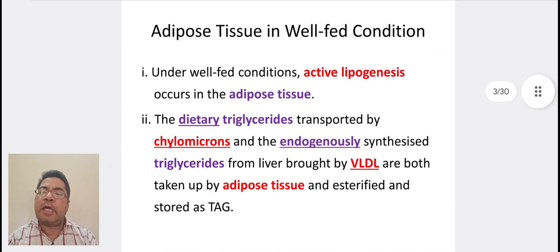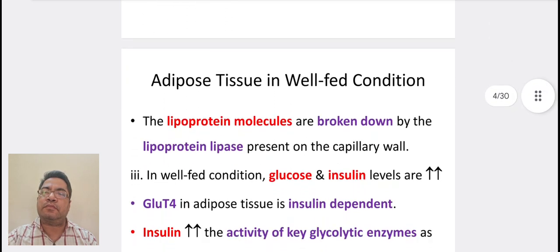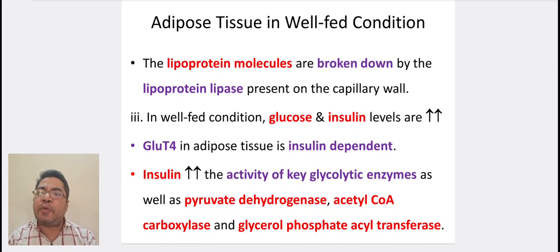Coming to adipose tissue in well-fed conditions. Under well-fed conditions, active lipogenesis occurs in adipose tissue. The dietary triglycerides transported by chylomicrons and the endogenously synthesized triglyceride from the liver brought by VLDL are both taken up by adipose tissue, esterified and stored as triacylglycerol. The lipoprotein molecules are broken down by the lipoprotein lipase present in the capillary wall.